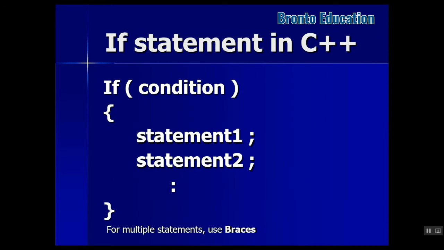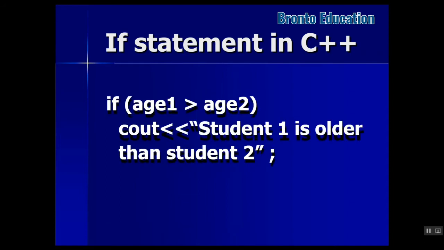If our if statement has only one statement, we don't need to use brackets. But here, because we have so many statements, we should use brackets. So here's a condition: if age of student 1 is greater than age of student 2, cout student 1 is older than student 2. Of course, when student 1's age is greater, it means student 1 is older.